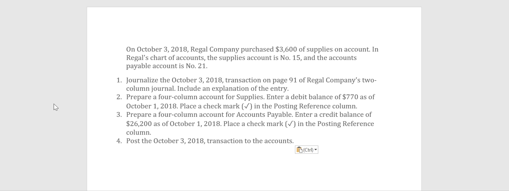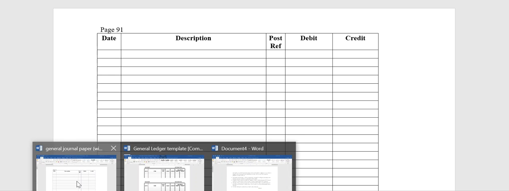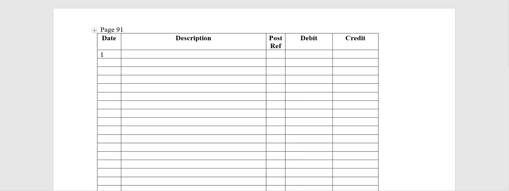So they want us to journalize the October 3rd, 2018 transaction on page 91 of Regal Company's 2-column journal, and it says we can include an explanation of our entry. So again, they're telling us that we're purchasing supplies, and there's that key phrase, on account. So on October 3rd, what we as the business are acquiring is an asset. We are getting more supplies.